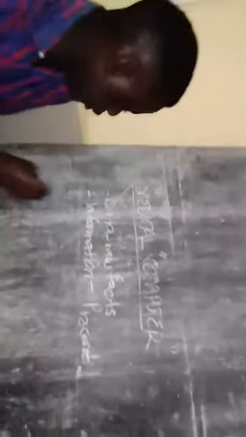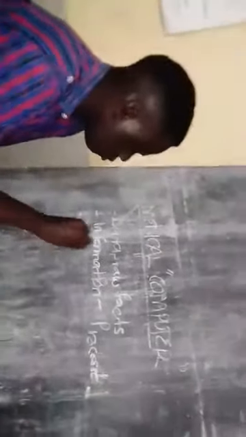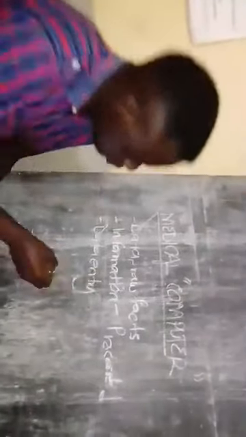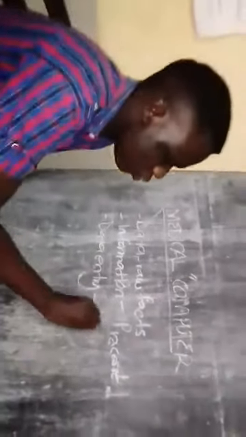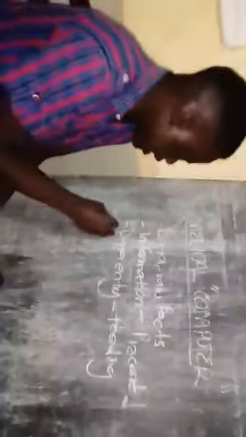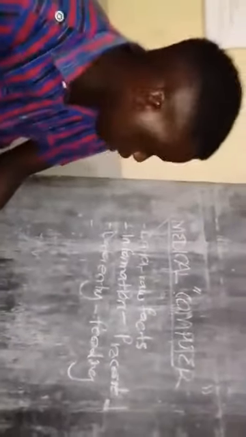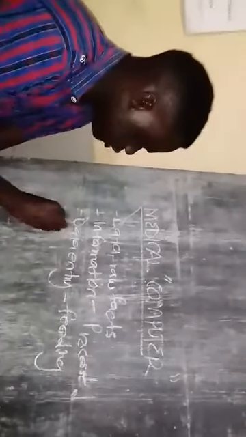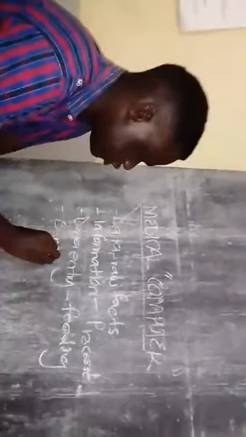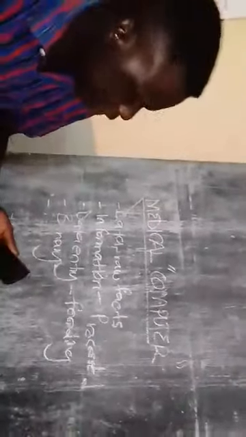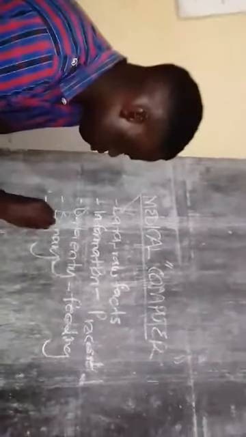We also have another term here, data entry. This refers to feeding of data into a computer. We have another term, binary. A computer works in a language called binary language. So the language is called a binary system. So binary is a computer language.